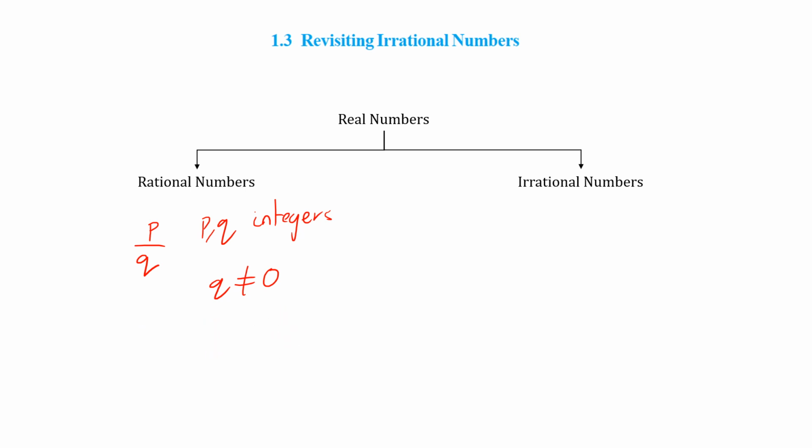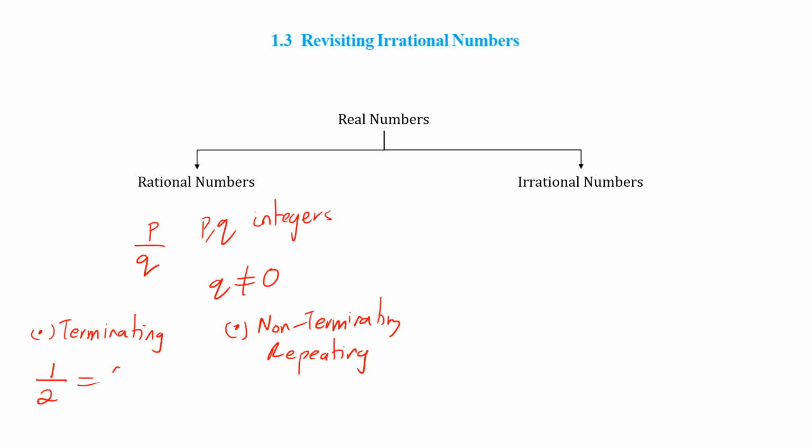And what was so special about a rational number? It had a terminating decimal expansion, or if it is not terminating, it is repeating. Now, in case you forgot what these things were, for example, a terminating decimal expansion is 1 by 2. So 1 by 2 has a terminating decimal expansion, 0.5, 0.675. These are all terminating decimal expansions.